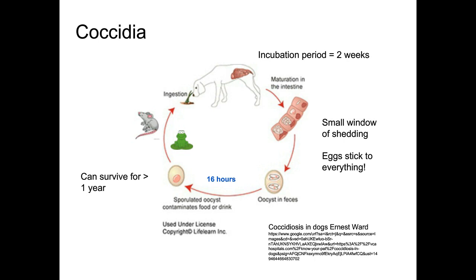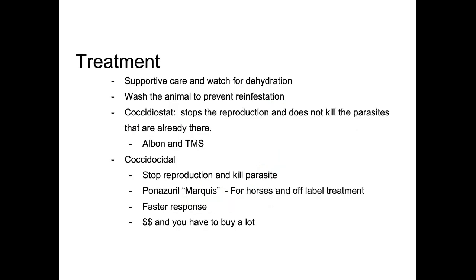Okay, treatment is a good thing to talk about. Often supportive care and watch for dehydration. Make sure you wash the animal, so get all the fecal material off of them because they can reinfect themselves. And we do have to talk about a coccidiostat versus a coccidiocidal. Coccidiostats just stop the reproduction. They don't necessarily kill the parasite that's already there. So the coccidia can still live, it just won't produce any eggs. You won't see it in the feces, but the parasite will still be there causing damage.